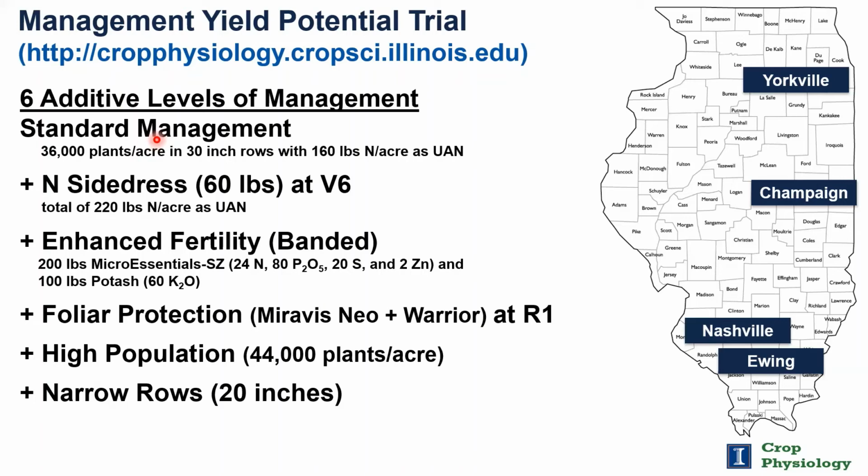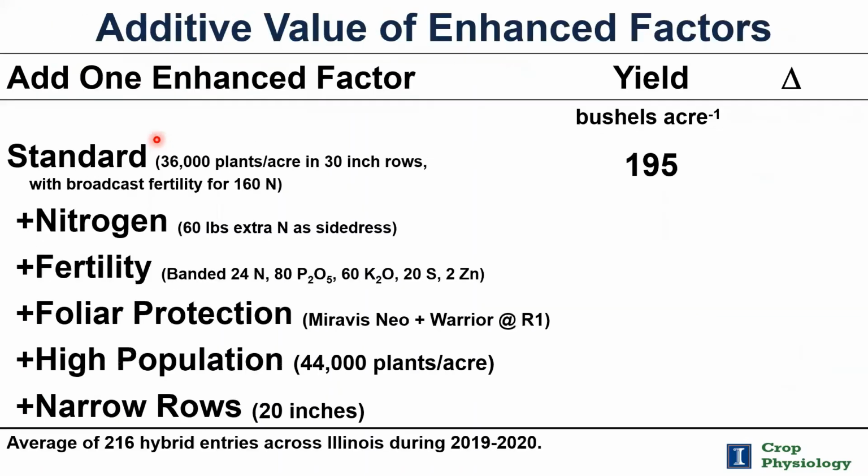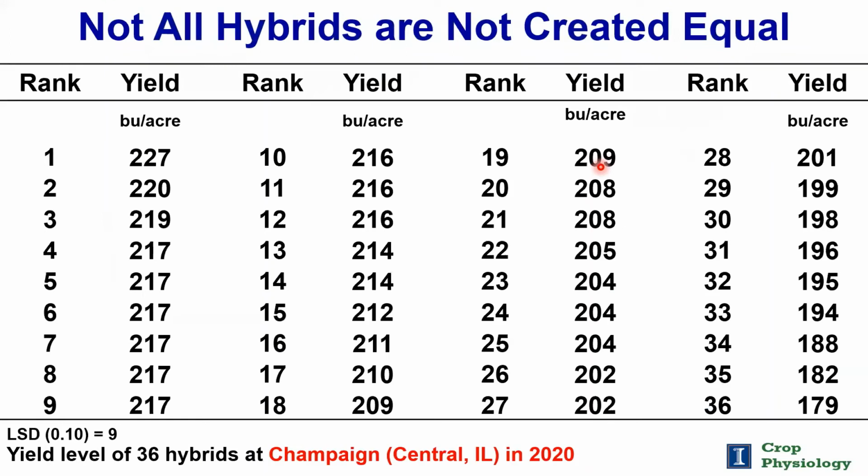Again, this was done in 2019 and 2020, after we concluded our addition-omission plot design. The standard yield, on average of 216 total hybrid entries from 2019 to 2020 across 6 environments, was 195 bushels. A little bit more modest when we average across a whole host of genetics rather than just high yielding genetics. And you can see just how important hybrid selection is here.